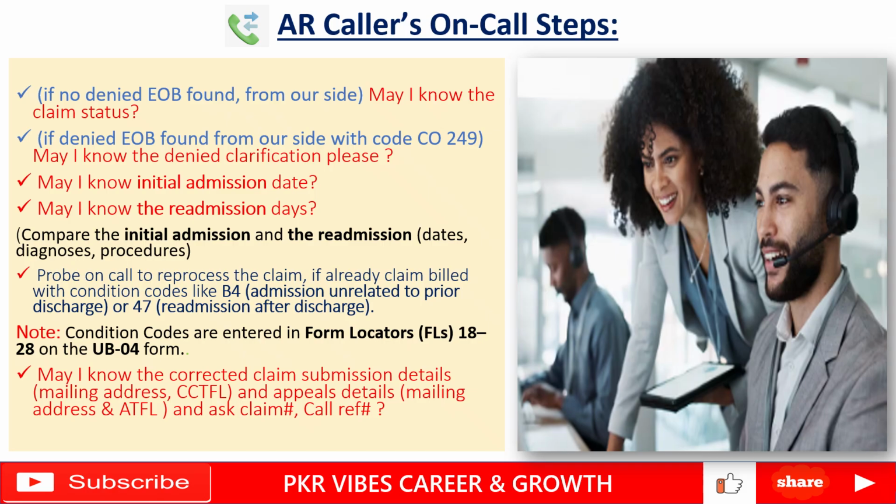That B4 condition code is telling the insurance that the admission is unrelated to the prior discharge. So whatever claim we submitted right now is not related to the previous discharge, and we want payment. How can you probe this information? If you are opening the claim form and you observe the claim was submitted along with the condition code, then you can probe this.